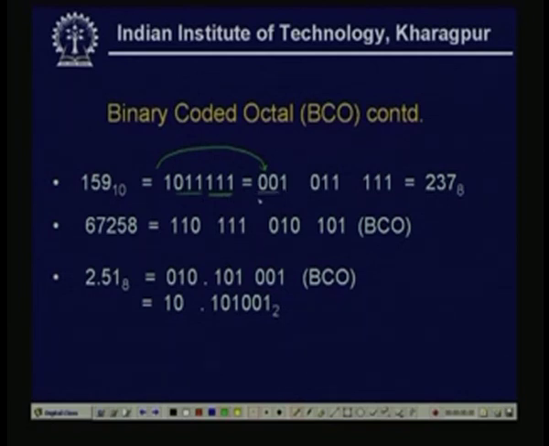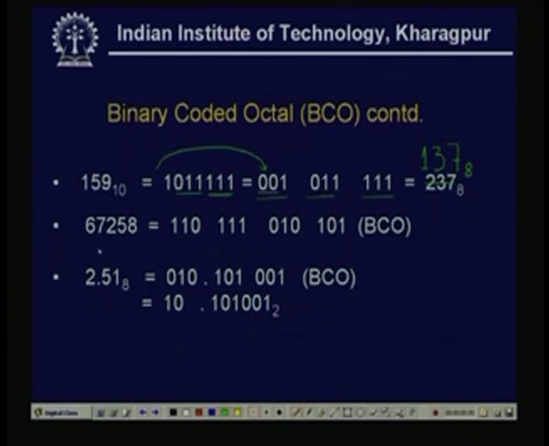How I group in 3 bits: this is 0 0 1, this is 0 1 1, this is 1 1 1. Now, if I convert, 0 0 1 means this is 1, then 0 1 1 means this is 3, and 1 1 1 means this is 7. So, this is my 137 in octal value.